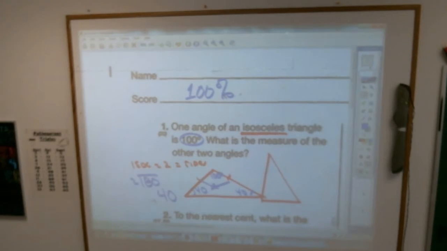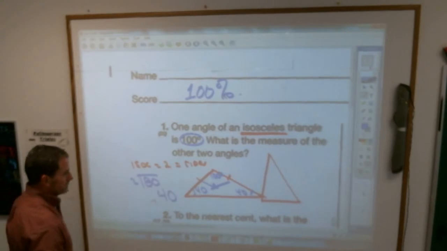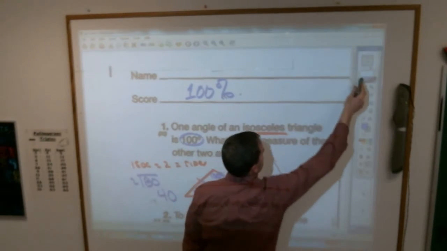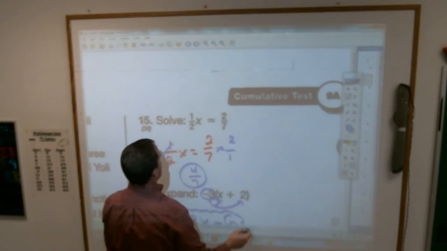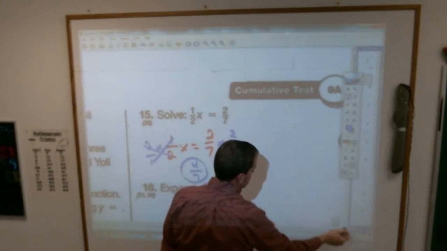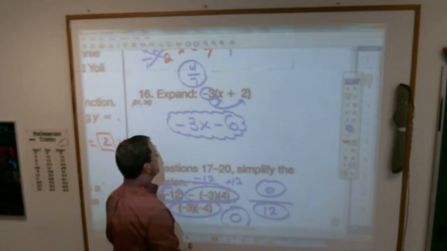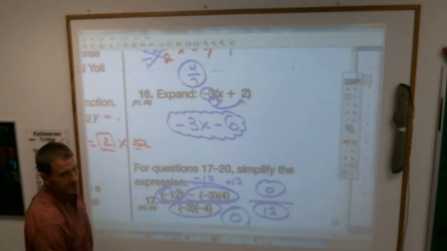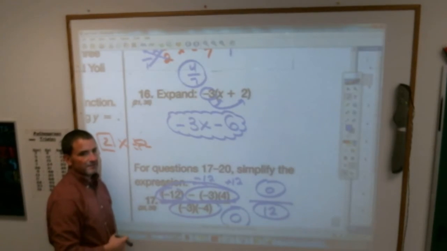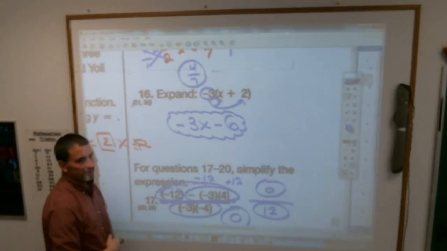Drew Norquist? Number 16. Don't say we already did it. Somebody said we already did it. Yeah, sorry. It's distributive property. I'm sorry. Which one did you say?